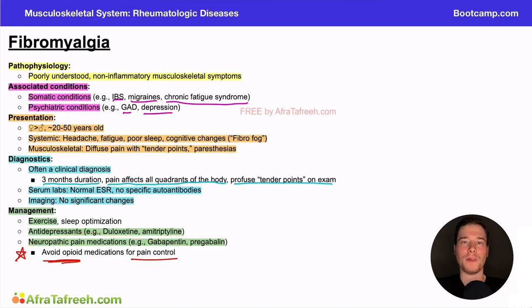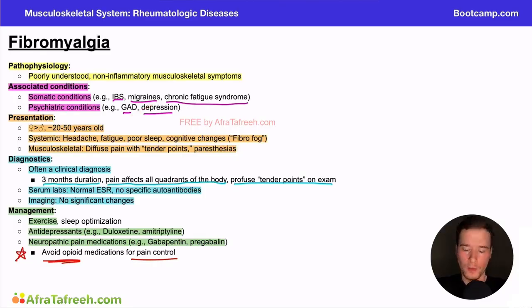So a quick recap of this video: fibromyalgia is poorly understood, but it's a non-inflammatory musculoskeletal problem, thus presents with non-inflammatory musculoskeletal symptoms. It can be associated with somatic or psychiatric conditions, but again, this doesn't mean the patient's not really experiencing these symptoms. They really are, but these are some key associations that you need to know about as well. When we think about the presentation, there's quite an age range here, but it's more common in women.